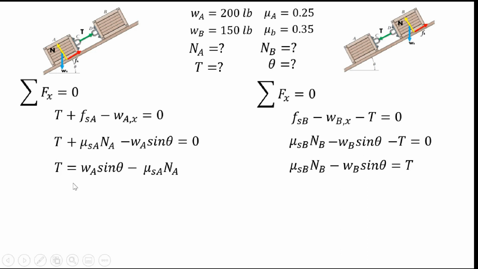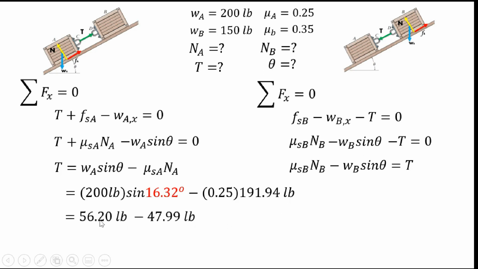So let's find out. Let's solve first for the tension using the equation for crate A. That is WA sine theta minus mu A times the normal force of A. So that is 200 pounds sine 16.32 degrees minus 0.25 times 191.94 pound, which is the answer for our normal force of A. So that will be 56.20 pound minus 47.99 pound. Again, we rounded off here. So the answer for the tension is 8.21 pound.